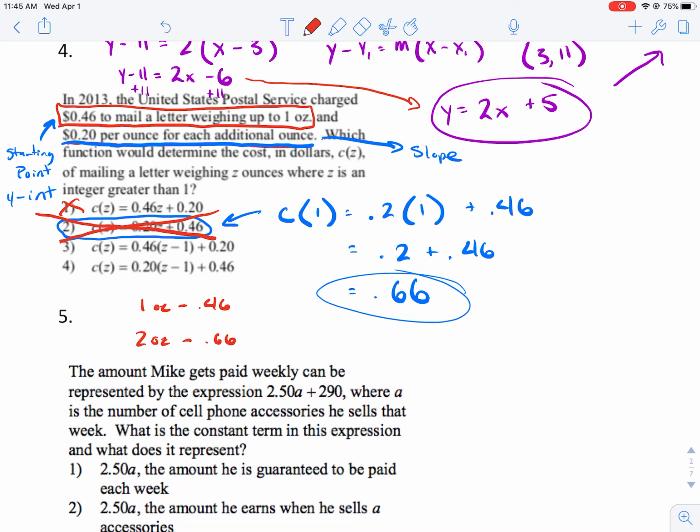All right, so one of these is the correct formula. Now we can cross this one off, because this one is completely wrong. Because 46 cents isn't our slope, that's our starting point. So we can also cross off number 3. Okay, so cross off those 3. So let's show why it has to be number 4.